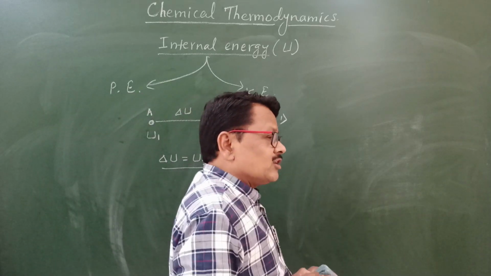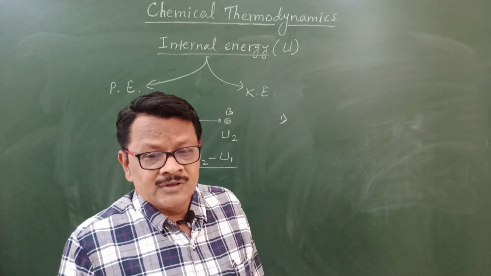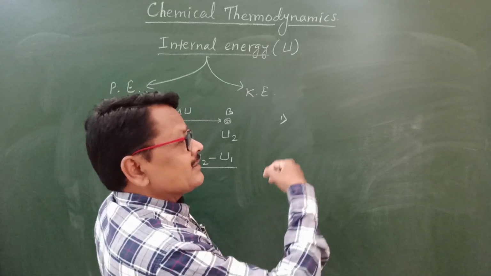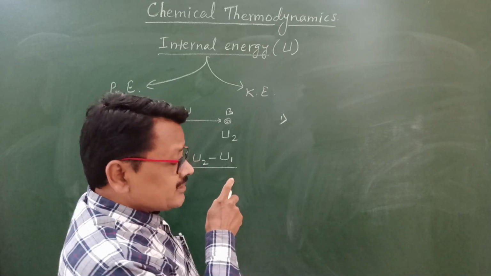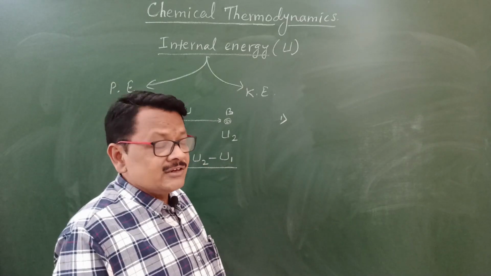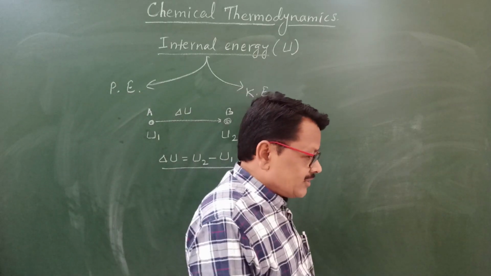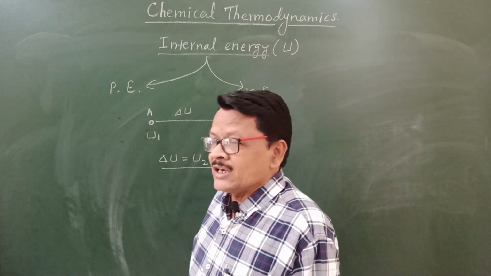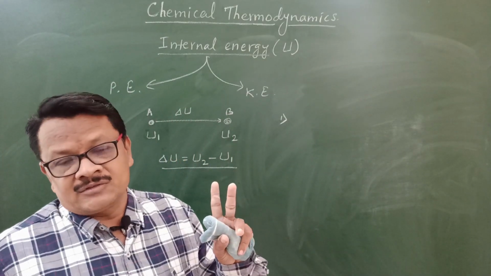And how does the internal energy of that system decrease? Conversely, if heat is released by that system to the surrounding, then its internal energy decreases, and if work is done by the system on the surrounding, its internal energy also decreases. Means the internal energy of a particular system or substance can be increased or decreased in two ways. These are the important ways.